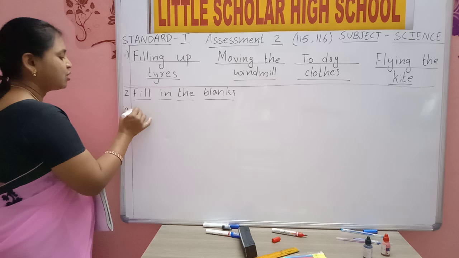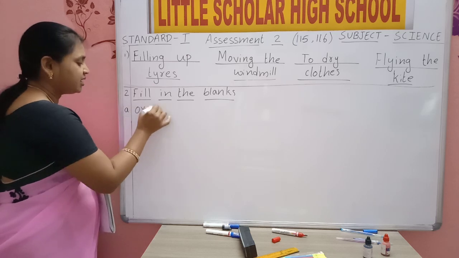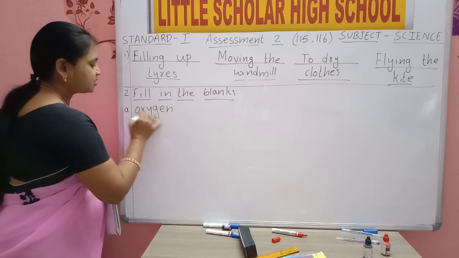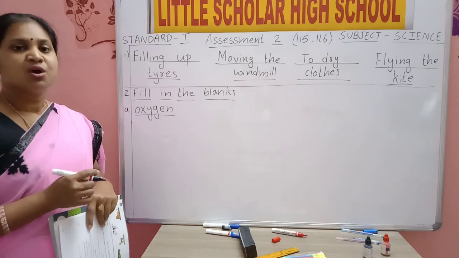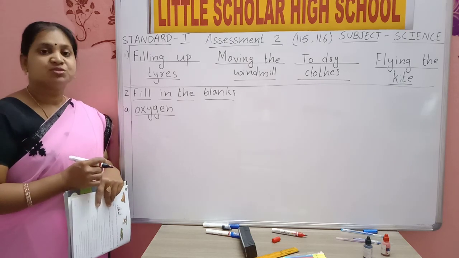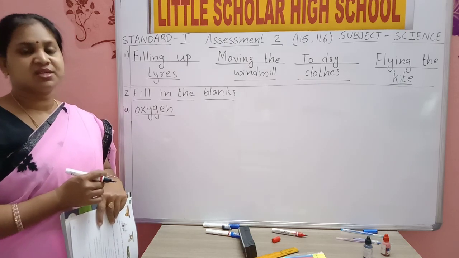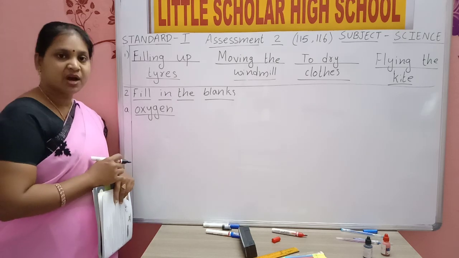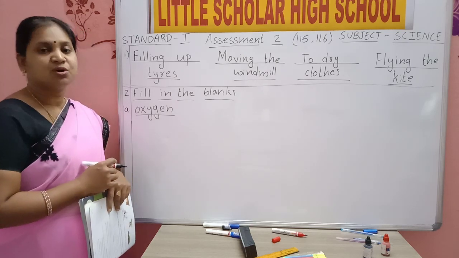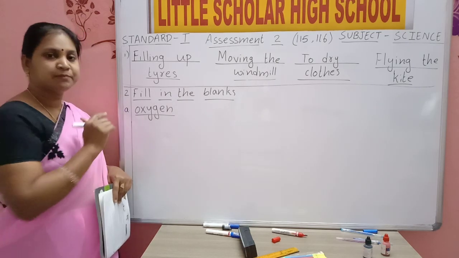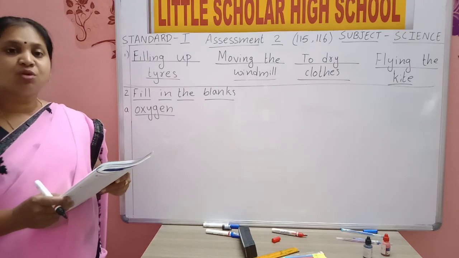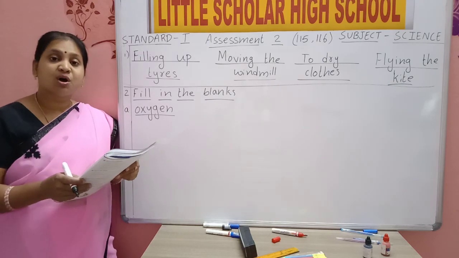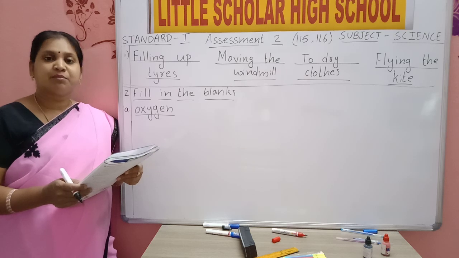Oxygen spelling. O-X-Y-G-E-N. Oxygen. Come on, write it in the dash. Oxygen. Come on, write A1. Plants give out oxygen when they make their food.